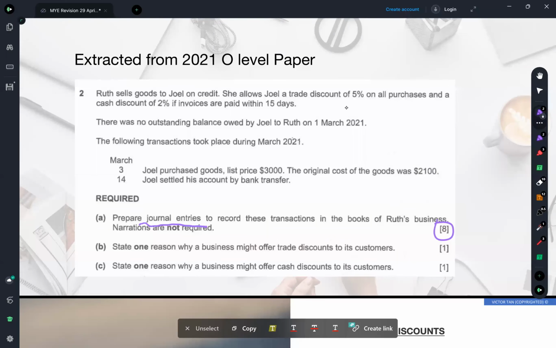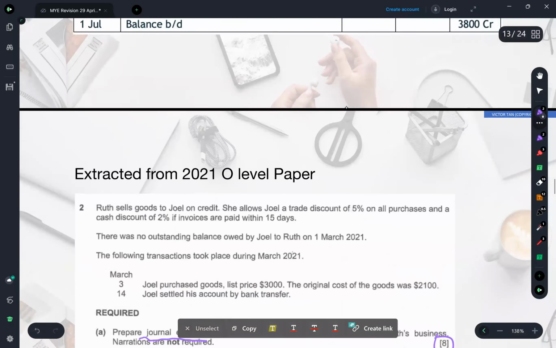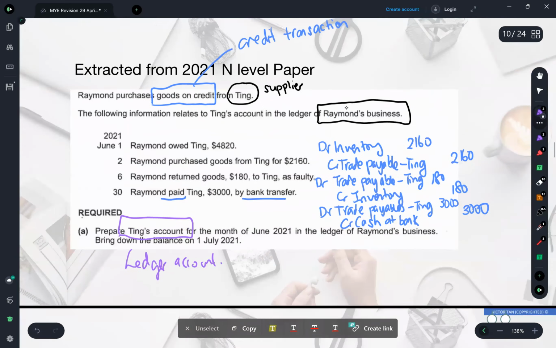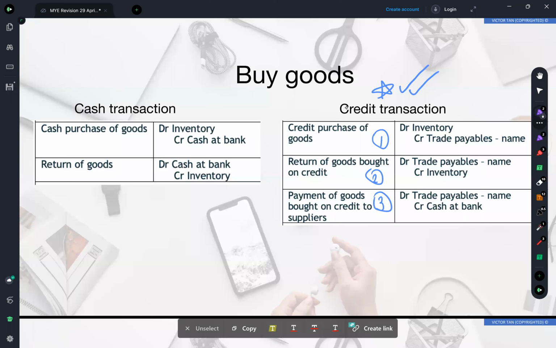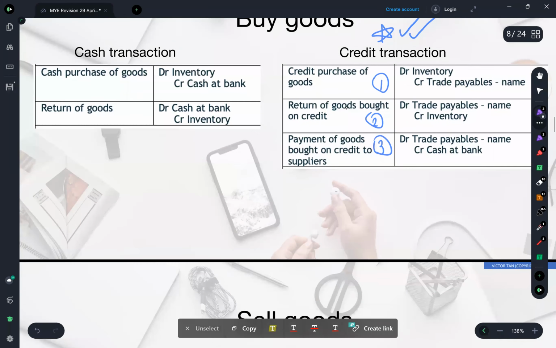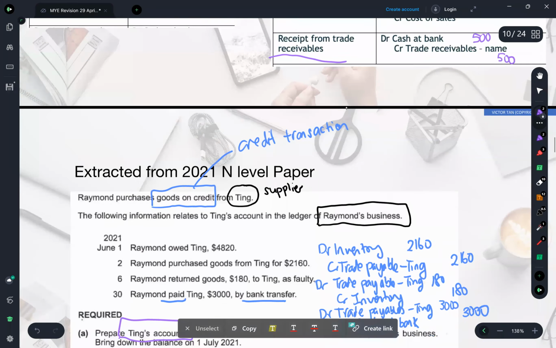So if you have joined us today and understood my lesson, you realize that, hey, I now know when I buy goods, what is my journal entry. When I buy goods, I debit inventory. Then do I use cash to pay or do I use credit to pay? If I use cash, I credit cash at bank. If it's a credit, it means it's a liability. I need to owe the supplier money. I credit my trade payable. So I hope that today you understand buying and selling of goods.